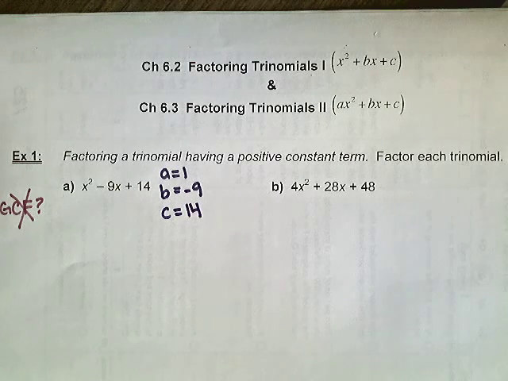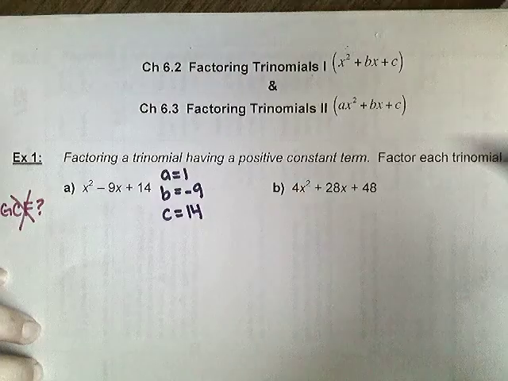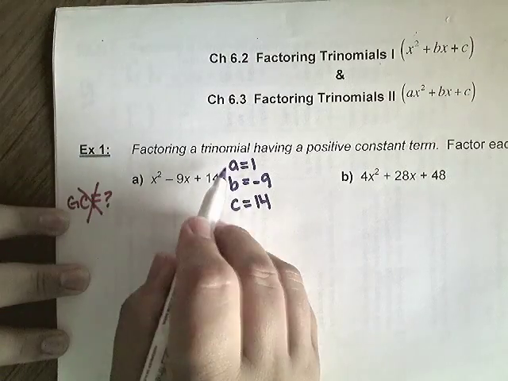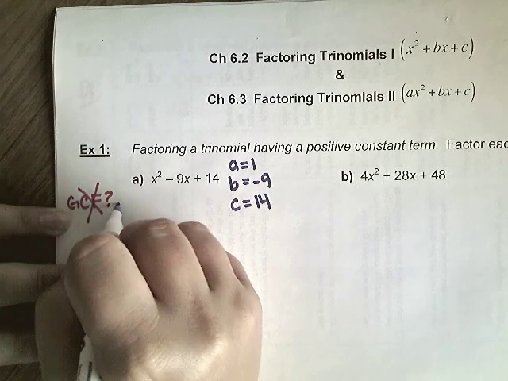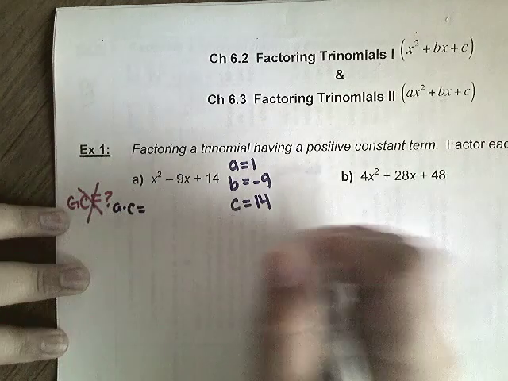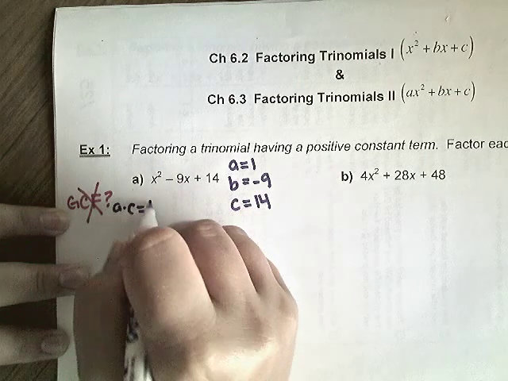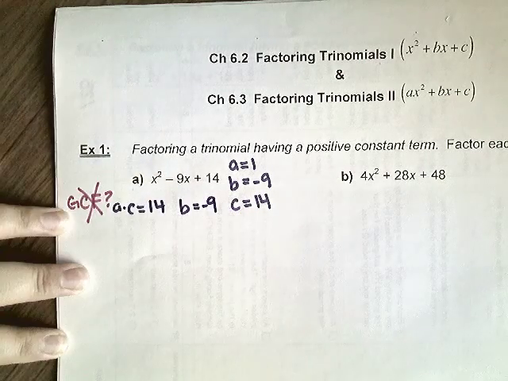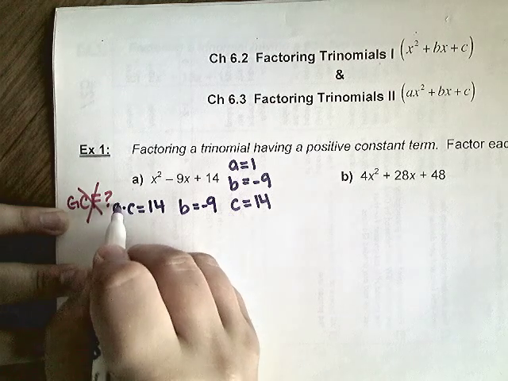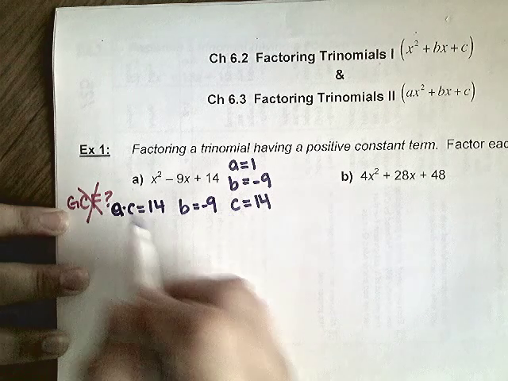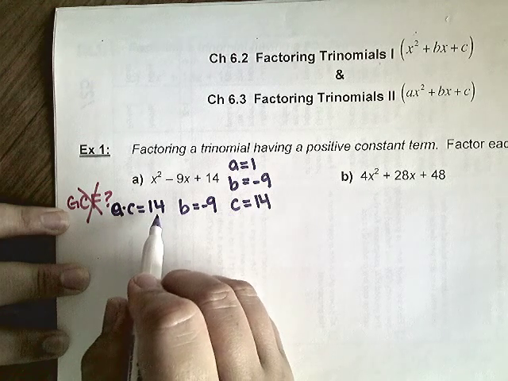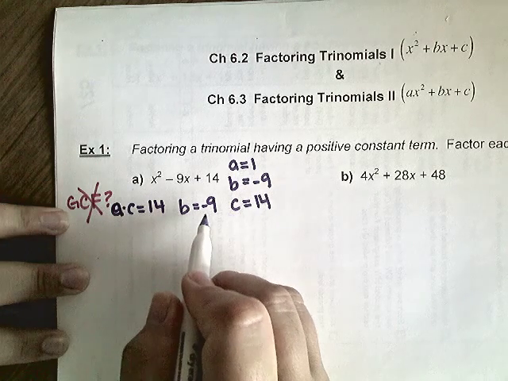And now the reason we're going to do this is because of the method that we're using. We are going to do A times C. I'm going to write this out for you. So A times C, so that's 1 times 14, which is 14. And then I'm just going to identify B, and you'll see why in a minute. And so what we're actually looking for here, that's A. We're looking for numbers that multiply to become 14 and also add to become -9.